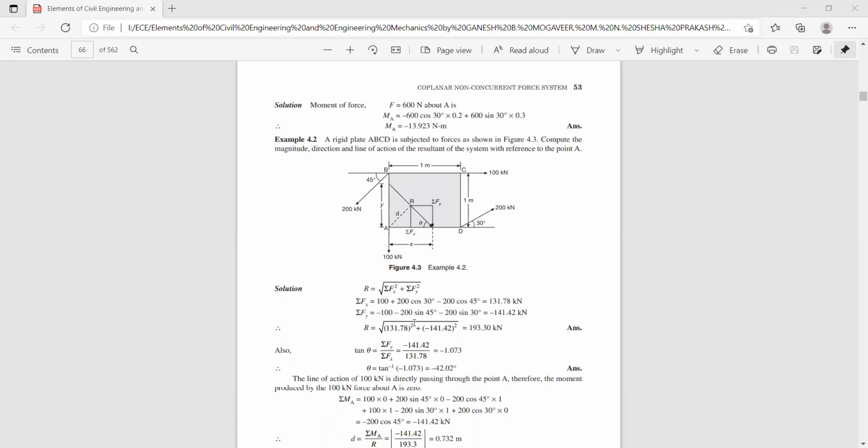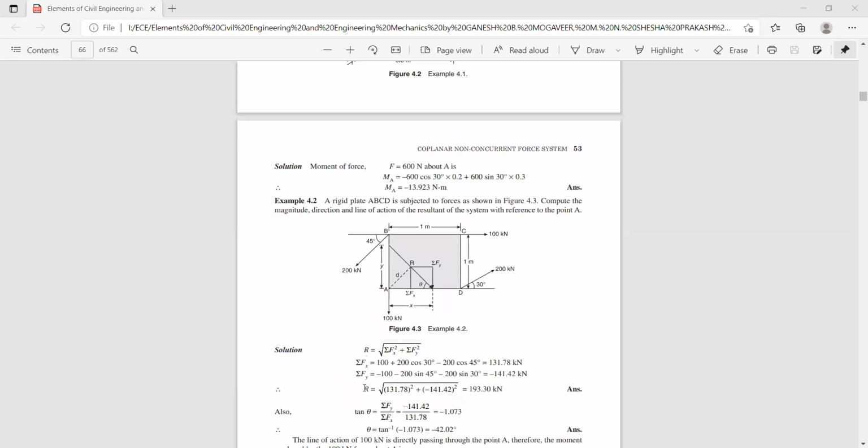Now we have found the magnitude of the resultant and also the direction of the resultant. Now we need to find the position of the resultant. The position of the resultant is nothing but this perpendicular distance we need to find, that is the perpendicular distance from the line of action of the resultant with respect to this point.